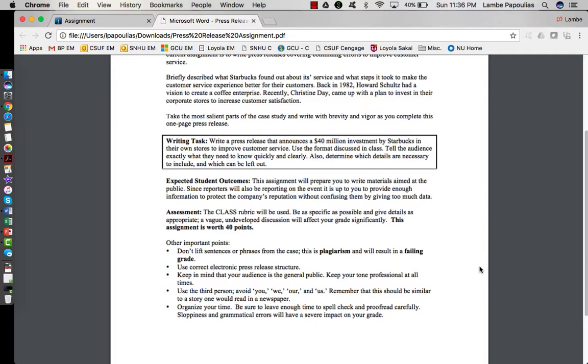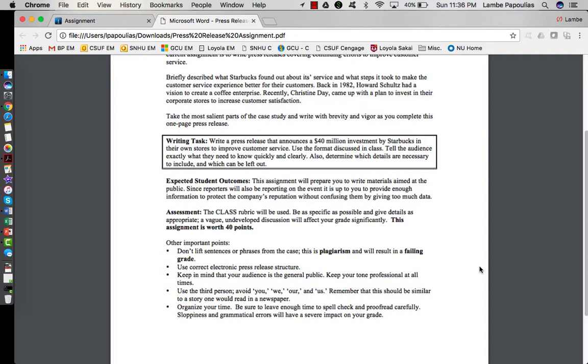Your assessment. The class rubric will be used. Be as specific as possible and give details as appropriate. A vague, undeveloped discussion will affect your grade significantly. This assignment is worth 40 points. Other important points of this: don't lift sentences or phrases from the case. This is plagiarism and results in a failing grade. So use correct electronic press release structure. Keep in mind that your audience is the general public. Keep your tone professional at all times.